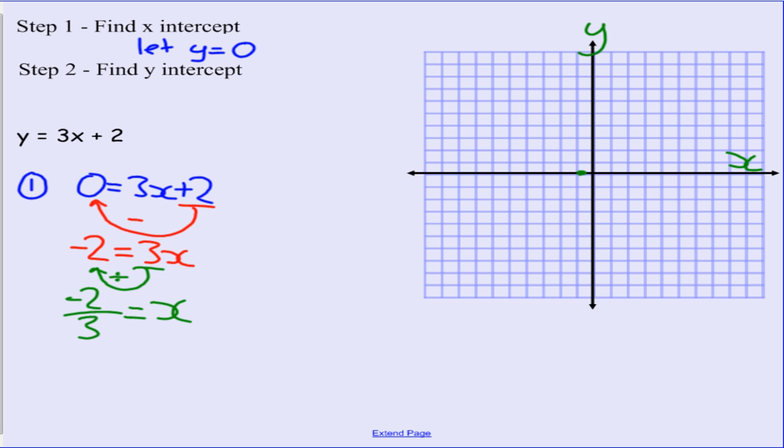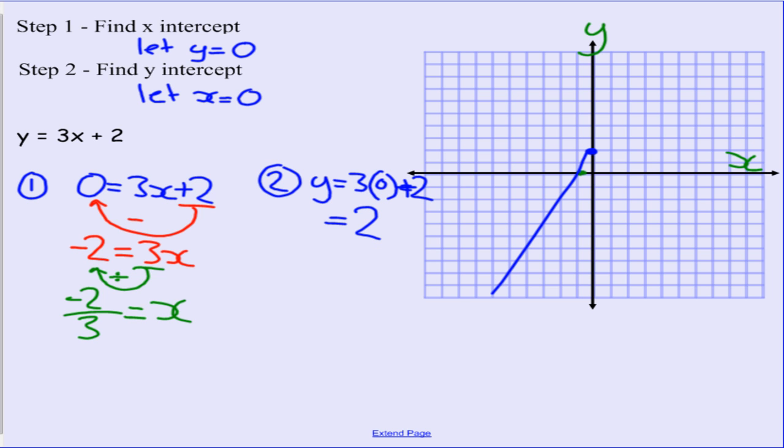Okay, step 2 is we need to find the y-intercept, which means let x equal 0. So let's do the working out right here. x equals 0 means y equals 3 multiplied by nothing plus 2. 3 by nothing is 0, which leaves us with a simple 2. Go to our graph, put a dot at y equals 2, and draw a straight line between them. And there is our linear equation.